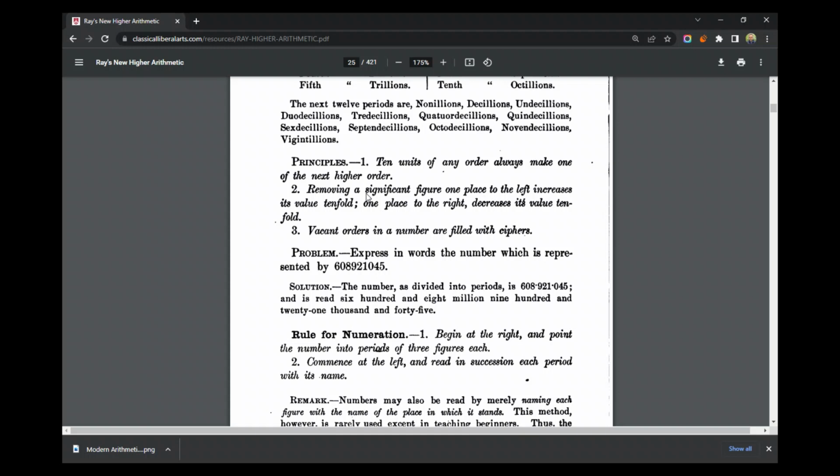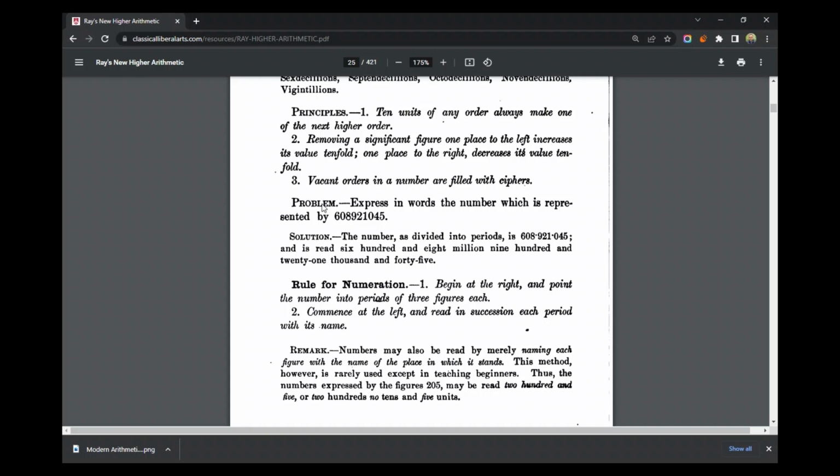And then lastly, principle number 3, vacant orders, that means empty orders, orders that have no significant figures, are filled with ciphers or zeros. Okay, those are the three principles of the Arabic system of notation, and that's very important.